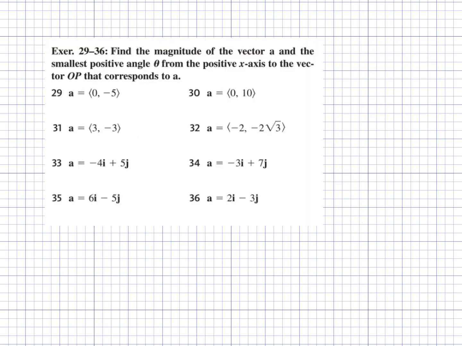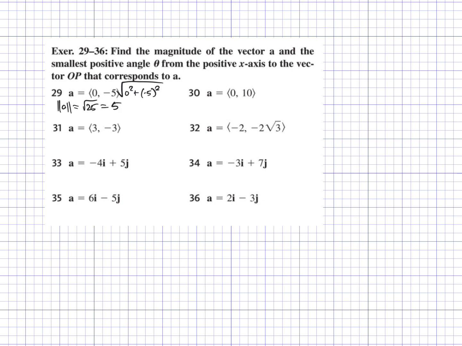Find the magnitude of the vector and the smallest positive angle. All right, so the magnitude is going to be 0 squared plus -5 squared, and you take the square root. So the magnitude of A equals 0 plus 25, or the square root of 25, which is 5.